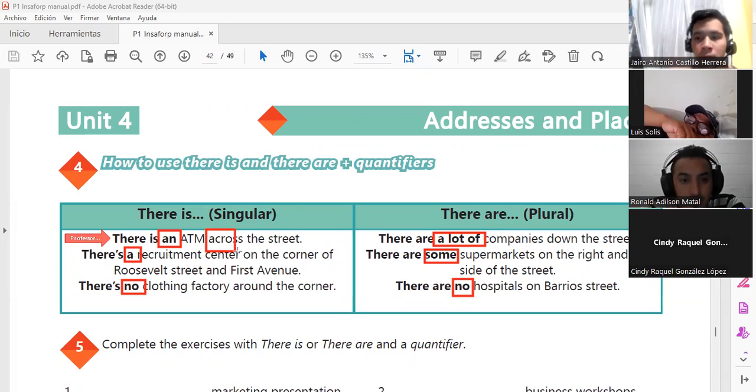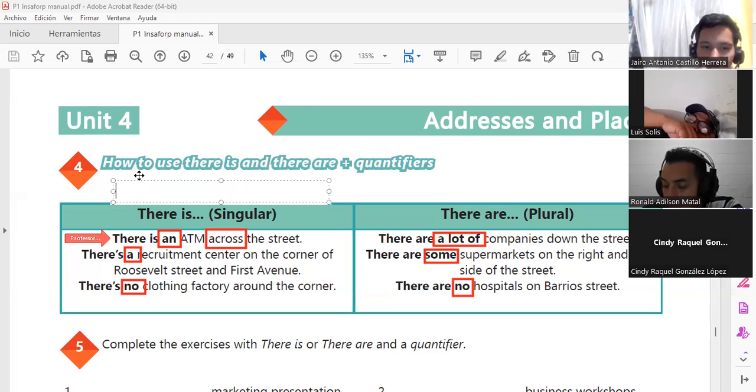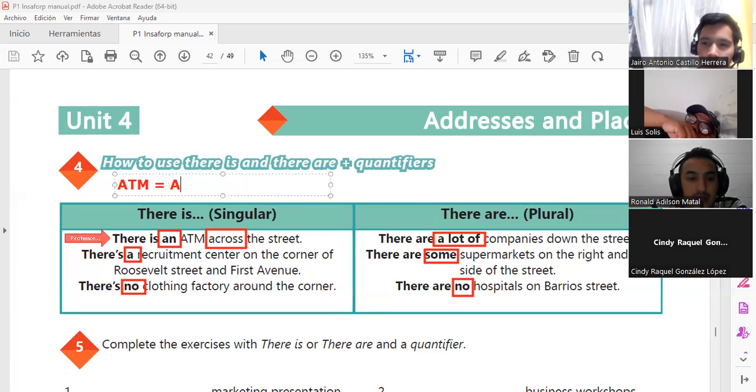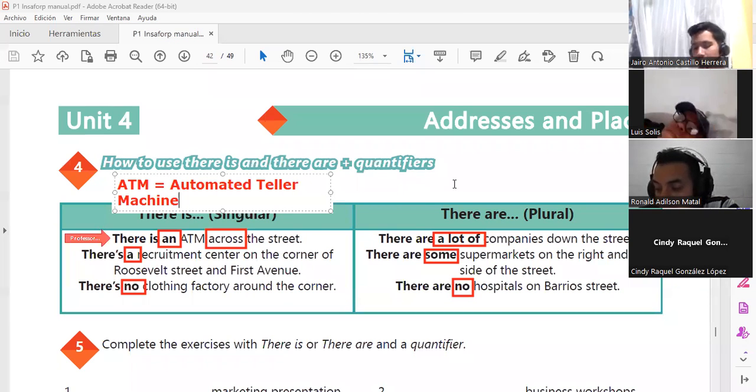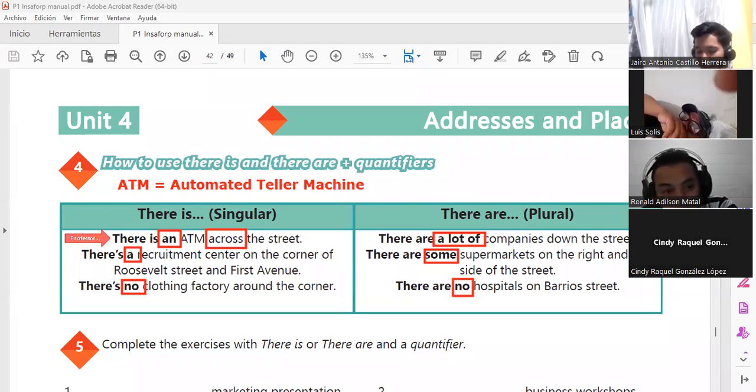And we have a preposition, across. Across the street. So there is an ATM. What's an ATM? Do you know? Cajero. Un cajero. Exactly. What does ATM stand for? Automatic teller machine. Excellent. Cajero automático, right? So that's the ATM, automatic teller machine. Very good. Okay, so let's continue with the next one.